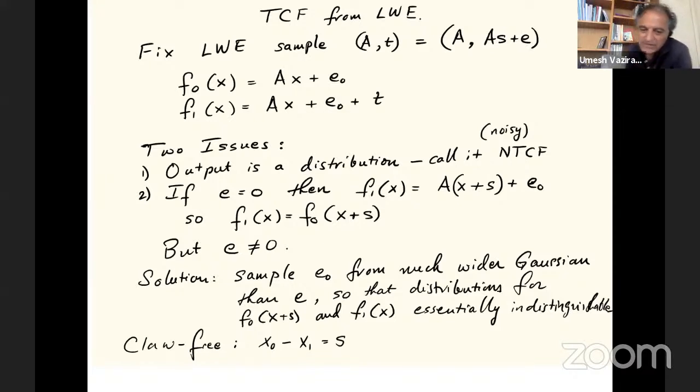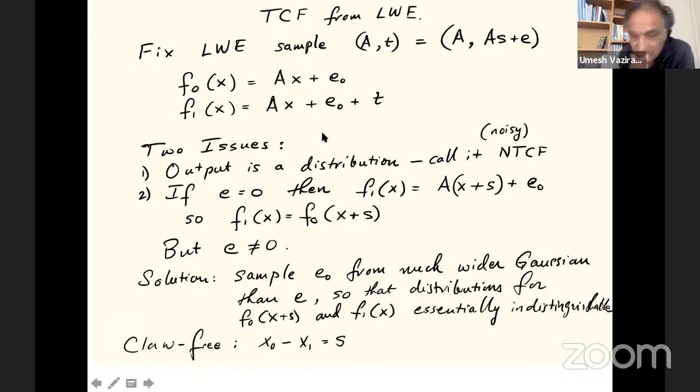Okay, now one thing that follows very easily from this definition is that this is claw-free, and the reason is that X naught minus X1 is exactly S, right? Which is our LWE secret. And so if you can compute both pre-images, you've actually managed to solve this LWE problem.